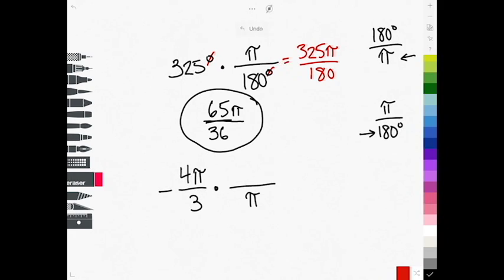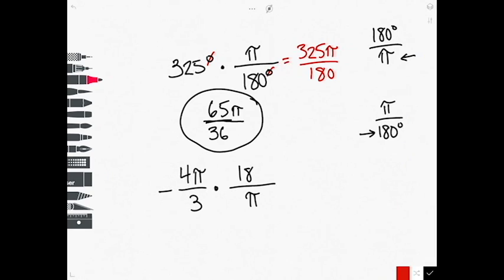Let me undo what I just did there, honestly. The thing I want to go to is degrees, so it's 180 degrees on top. And you'll notice that pi and that pi will cancel. And so I have negative 4/3 times 180. And when I do that math, I will get negative 240 degrees. Okay, so there you go. That's how to convert from degrees into radians and from radians into degrees.